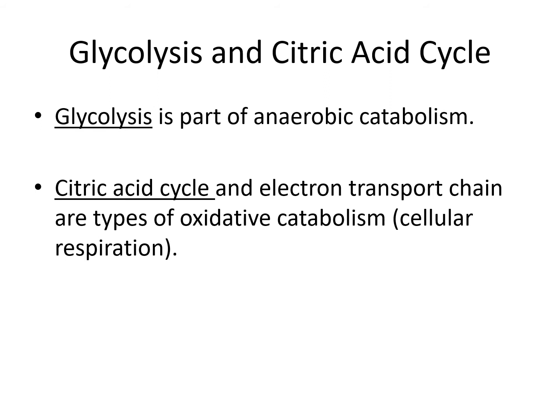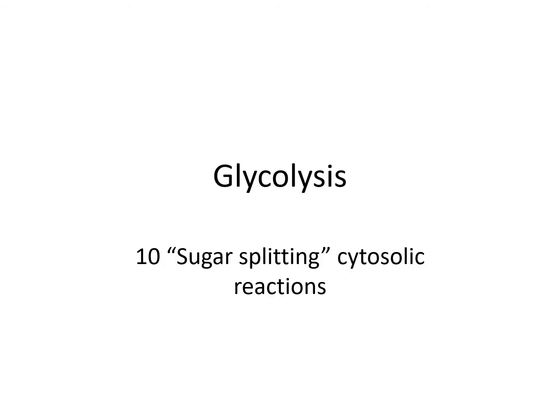Glycolysis is part of the anaerobic catabolism. The citric acid cycle and the electron transport chain are types of oxidative catabolism, and this is also known as cellular respiration. So when we refer to cellular respiration, we're talking about the citric acid cycle and electron transport chain that is going to require oxygen. Glycolysis, however, doesn't require oxygen. So this is where we begin our story.